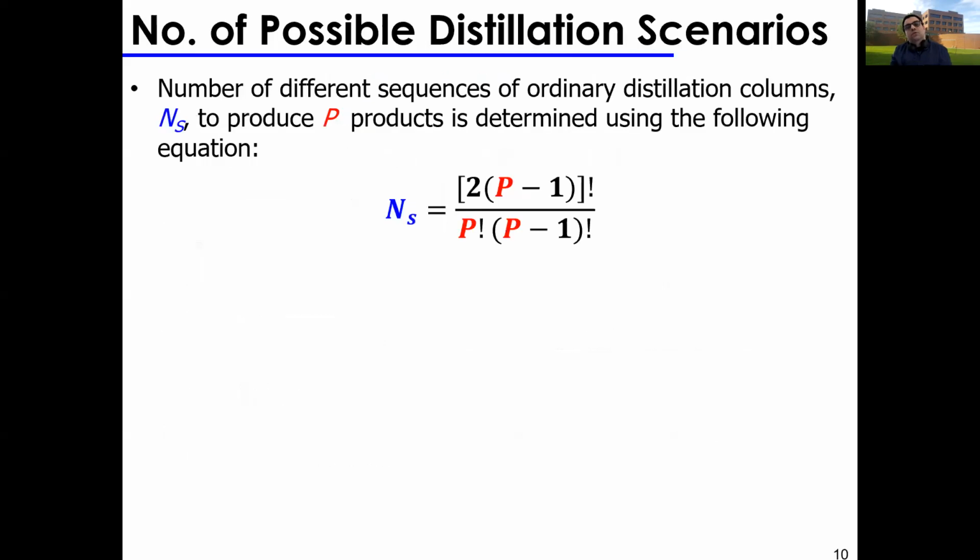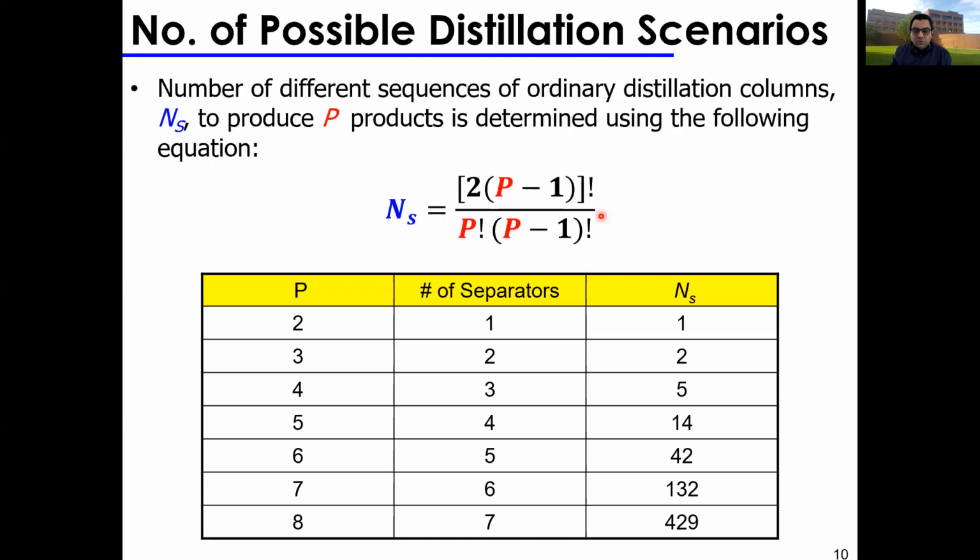Okay, so in order to determine the number of distillation scenarios you need, you need to use this equation. So the number of different sequences of ordinary distillation columns, and this is referred to as NS here, to produce P products is determined using the following equation, right? So if I want to separate P different components from each other, I use this equation to determine the number of possible sequences which you can use, right? So if I have A, B, C, and D, I can separate A first, I can separate B first, maybe I can separate A and C first. You can see there are many different ways to do it, or many different possibilities.